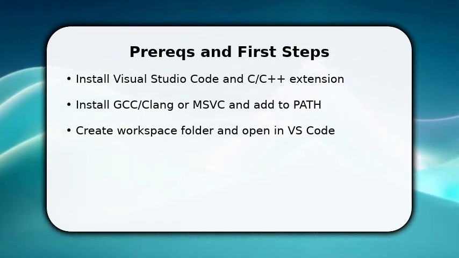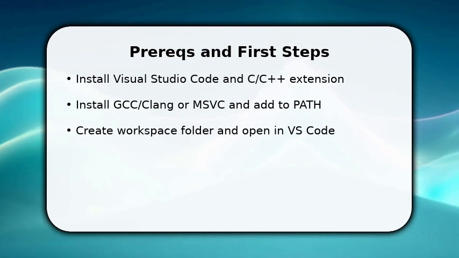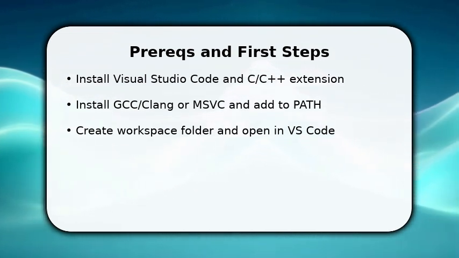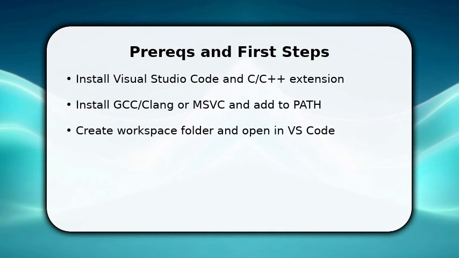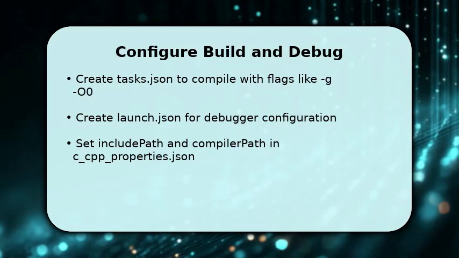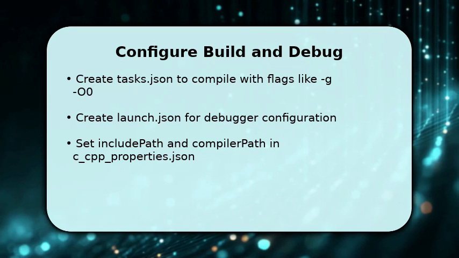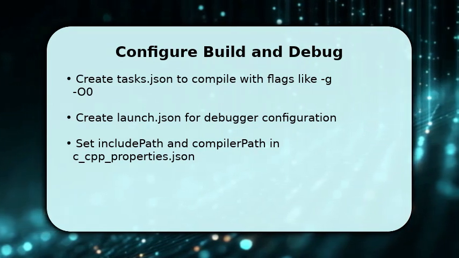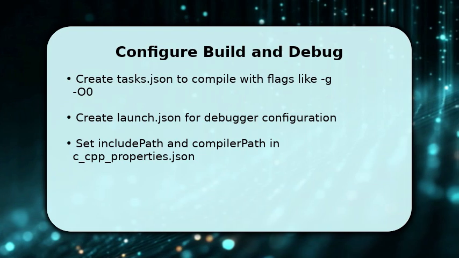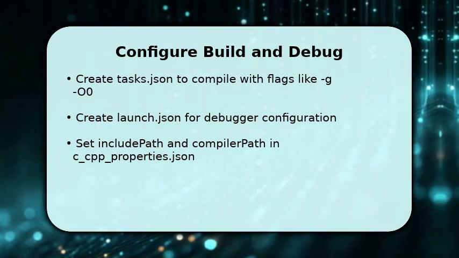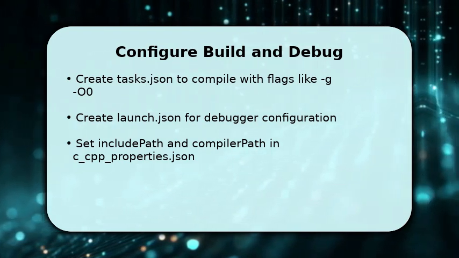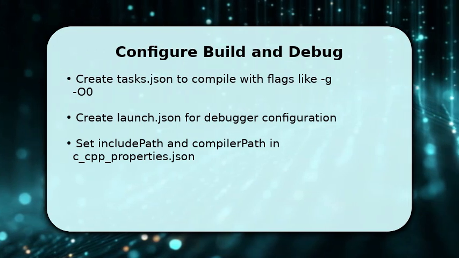Then use the command palette to select the C/C++ extension for language features and configure a basic tasks.json to run your compiler. Next, configure build and debug. Create tasks.json that runs GCC or Clang with flags such as -g for debugging and -O0 for no optimization. This compiles your C into an executable.